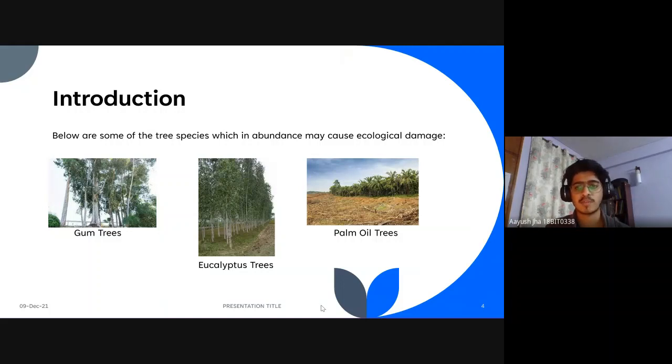Gum trees and palm oil trees are bad for the environment because of their overexploitation for the byproducts that they give. Eucalyptus trees are bad for the environment because they soak up a lot of water from the ground and don't give any byproducts and are not good at storing carbon dioxide.